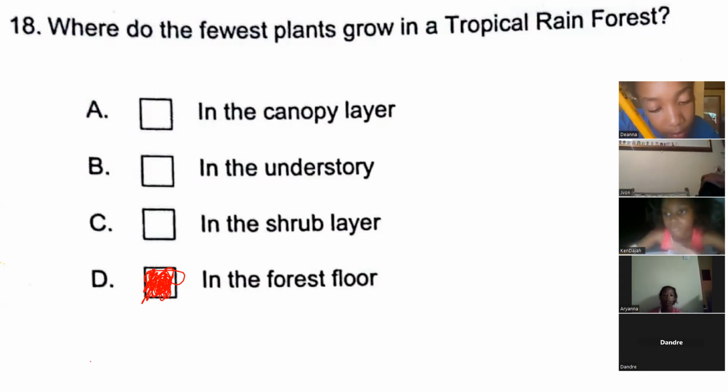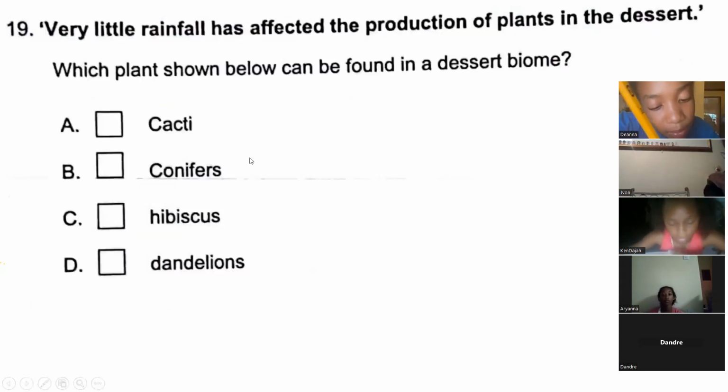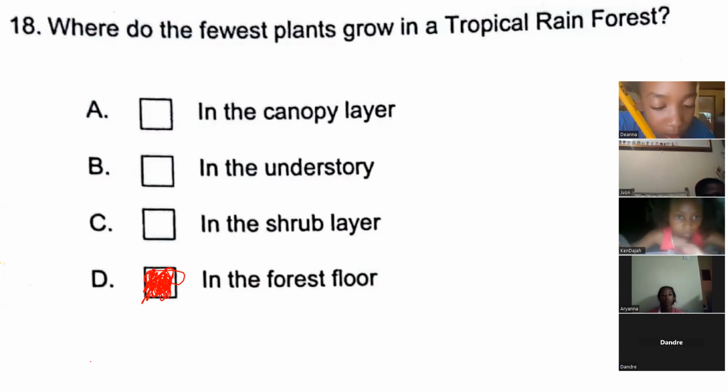Okay, so let's move on to question number 19. The tropical rainforest is a type of what? Let's start with B. It's a type of forest. No, I said start with B. The word that we learned. Biome. Okay, so the tropical rainforest is a type of biome. Give me another type of biome.